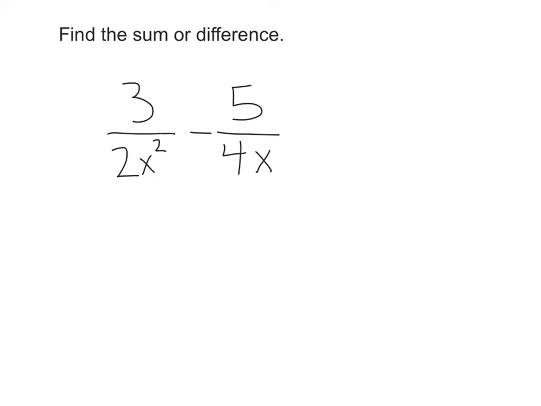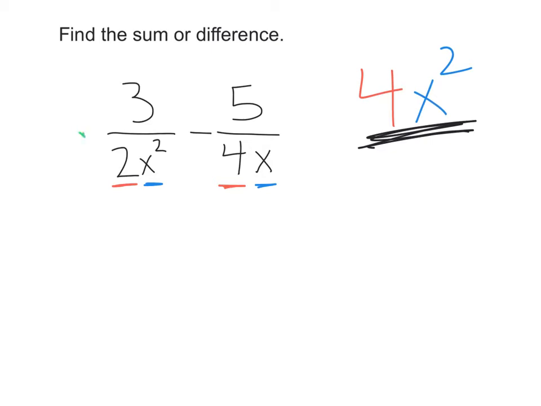Let's apply that concept to a rational expression, 3 over 2x squared minus 5 over 4x. First, let's find our common denominator. Well, between this 2 and 4, what's common is a 4, and then we've got an x squared and an x. That's going to be an x squared. So we want to rewrite each term with the denominator of 4x squared.